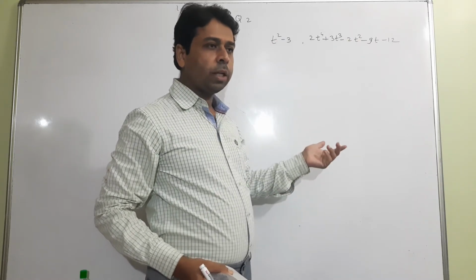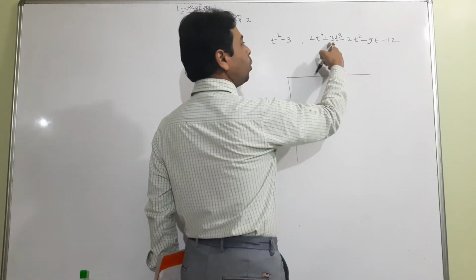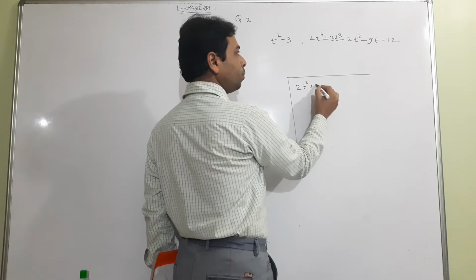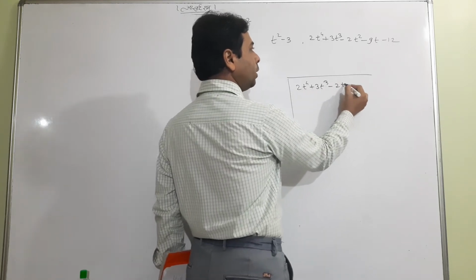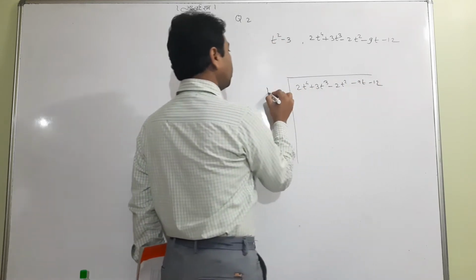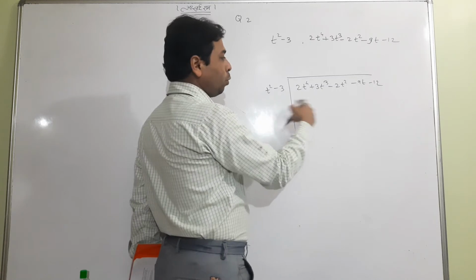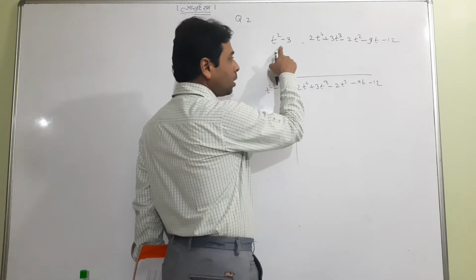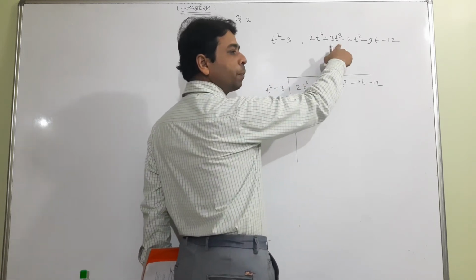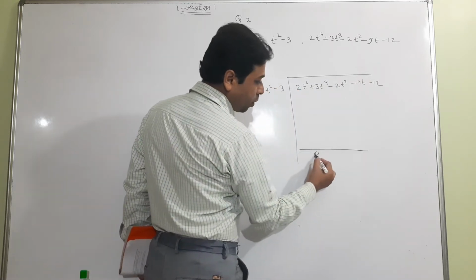So students will think what to do. I would say you just have to divide. This polynomial will be written here, this polynomial will be written here. And the question asks whether this is a factor of this one. So what you just have to do is divide and check what the remainder is.